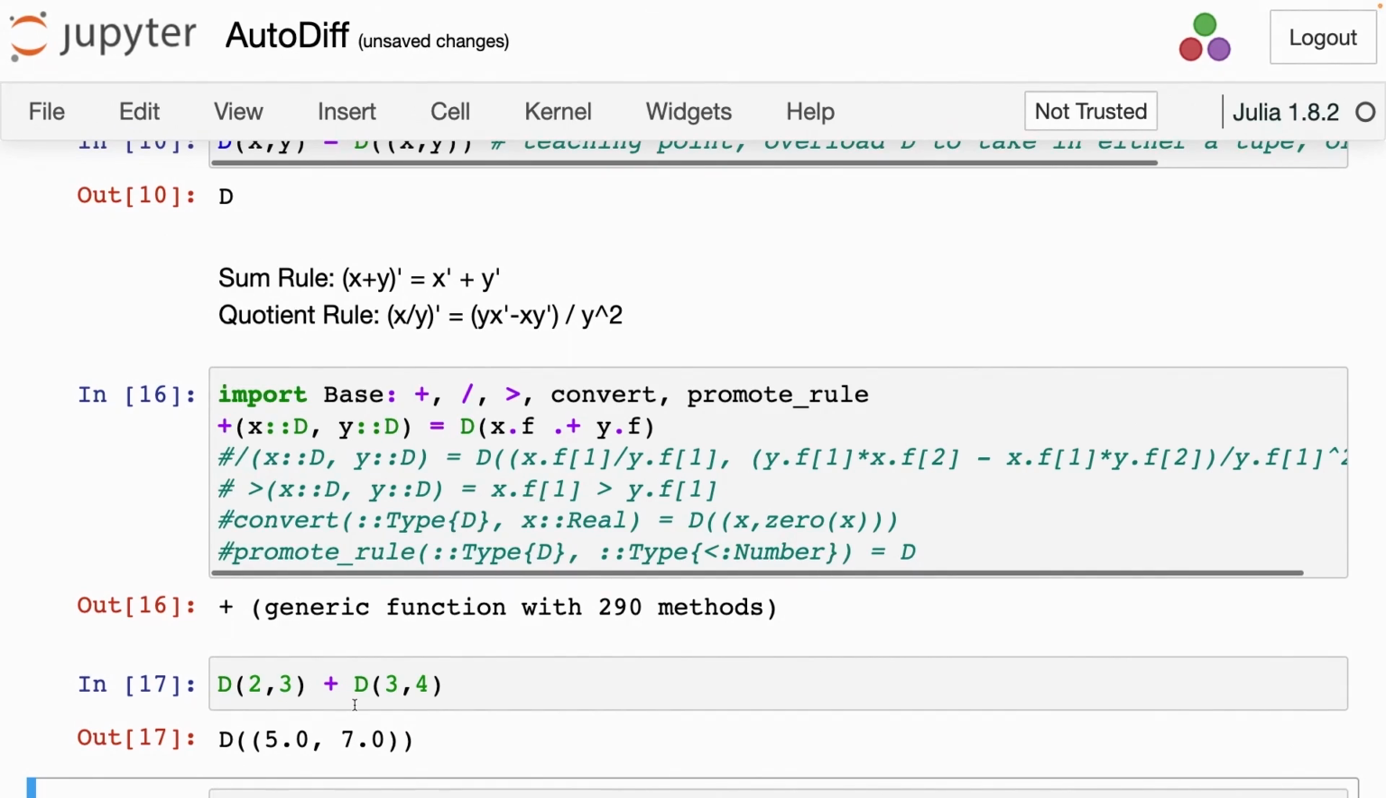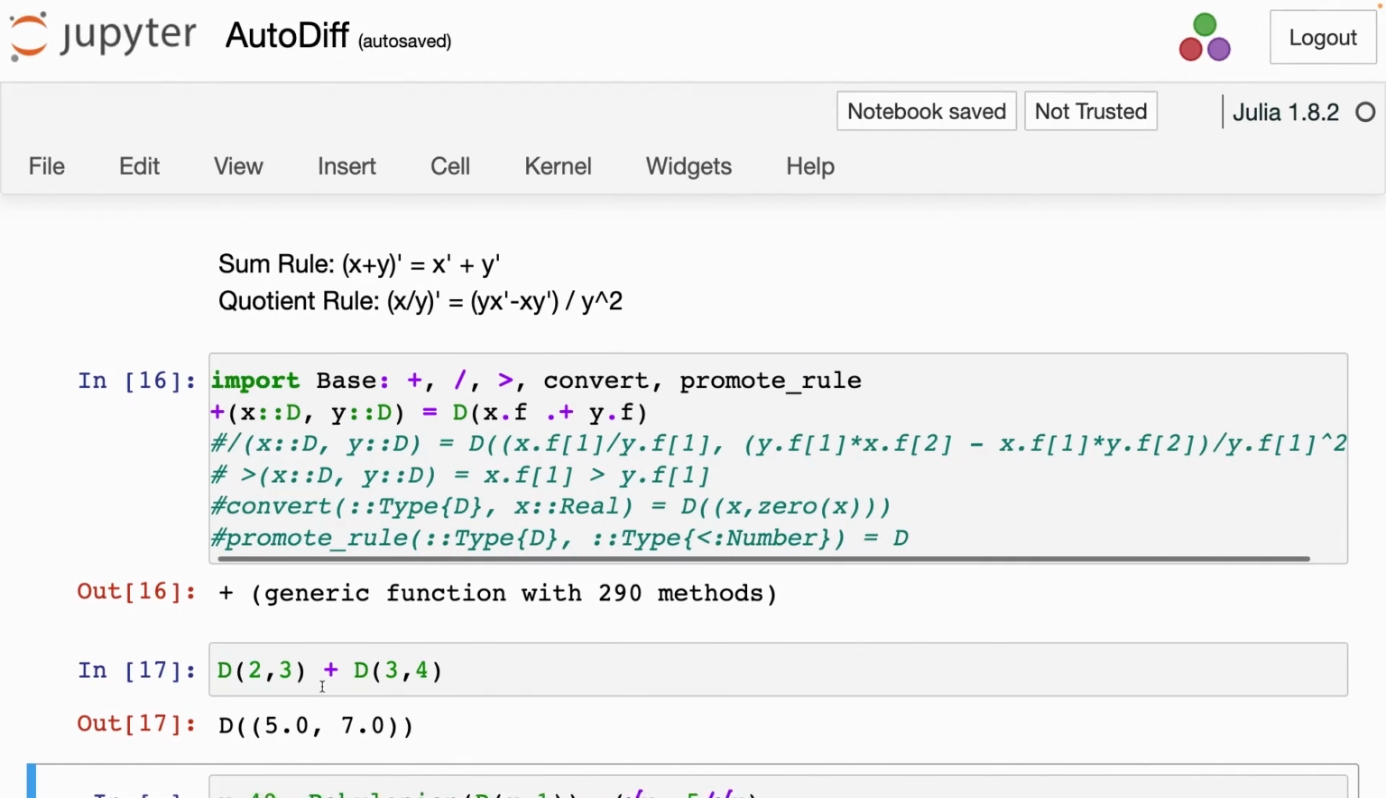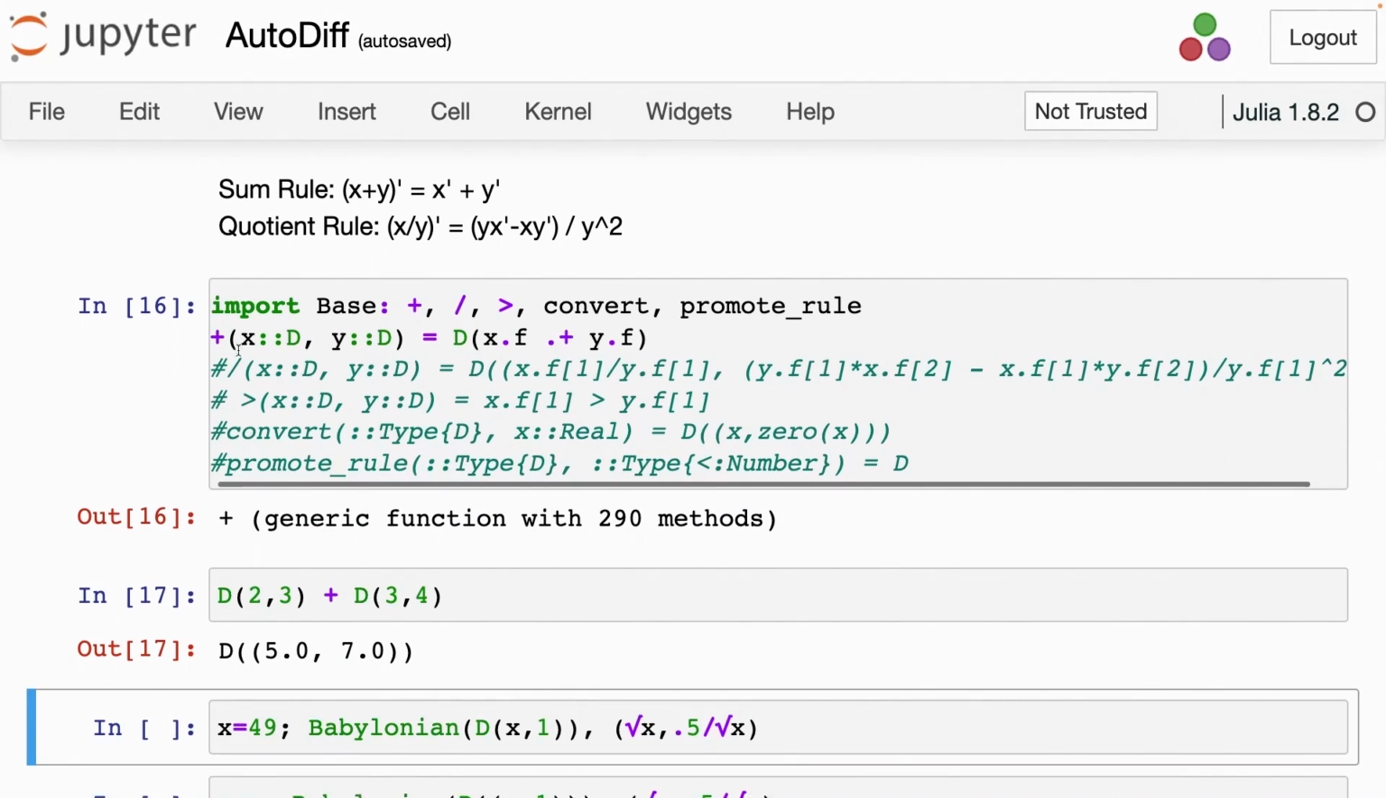Now I can add tuples, but I can't divide them yet, right? So this dot notation, this broadcast or pointwise notation, says to add the two parts of x and the two parts of y like a vector. So this adds 2 and 3 to get 5, and 3 and 4 to get 7. All right, now let me bring in the divide.